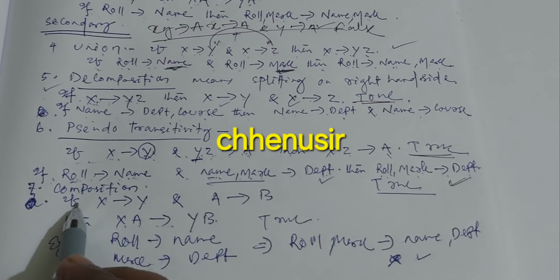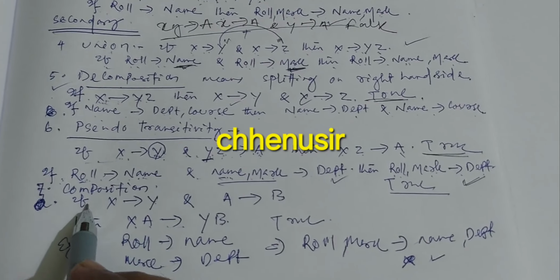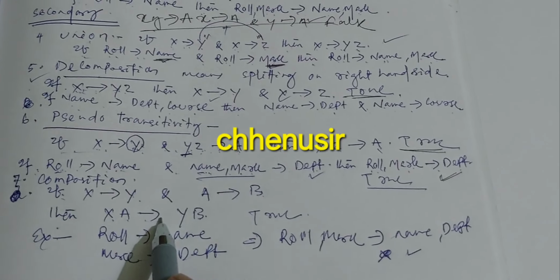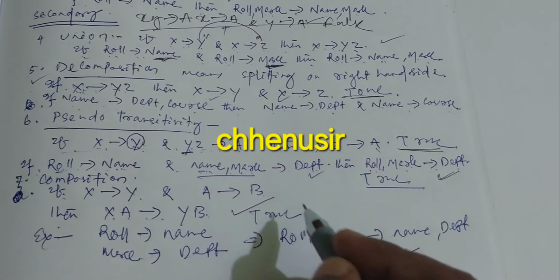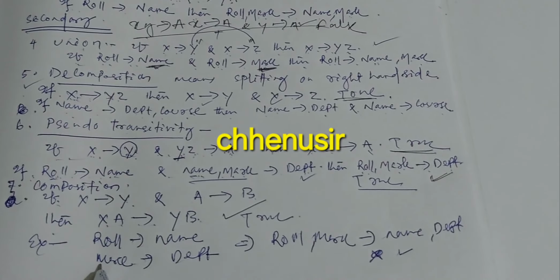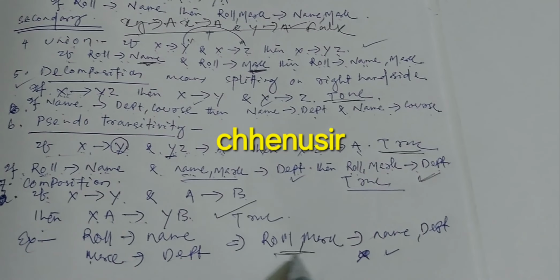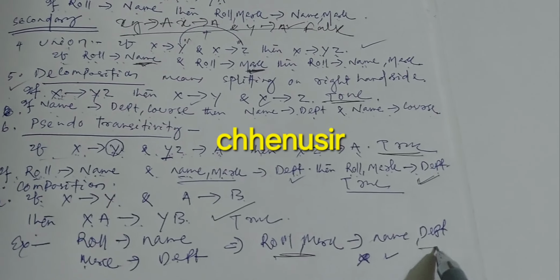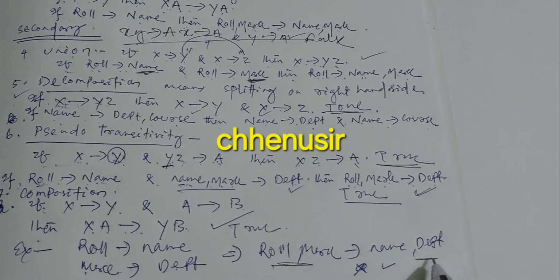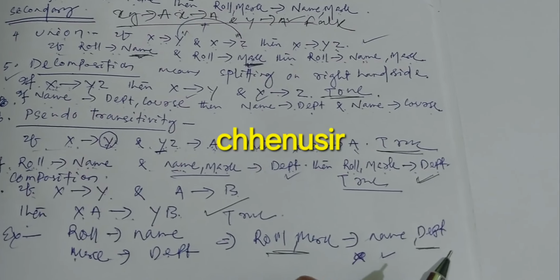Then composition. The last one of the secondary rules is composition. If x determines y and a determines b, then xa determines yb. This is also true. Example: suppose roll determines name and mark determines department. So we can write roll mark determines name department. This is the rule for composition. So this is all about Armstrong axioms.